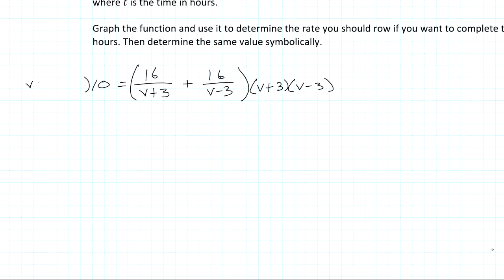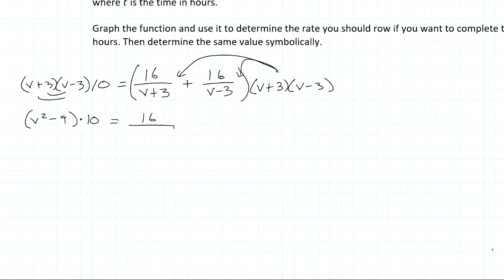And we need to do that on both sides to keep everything even here. And so we'll start working through this. On the left side, I will FOIL these out. The middle terms will drop out. We'll get a v squared minus 9 after foiling there. Keep that 10 outside of the parentheses because we still need to multiply that by the whole thing. And then on the right, the v plus 3 times v minus 3, both of these are going to distribute to both of these terms.